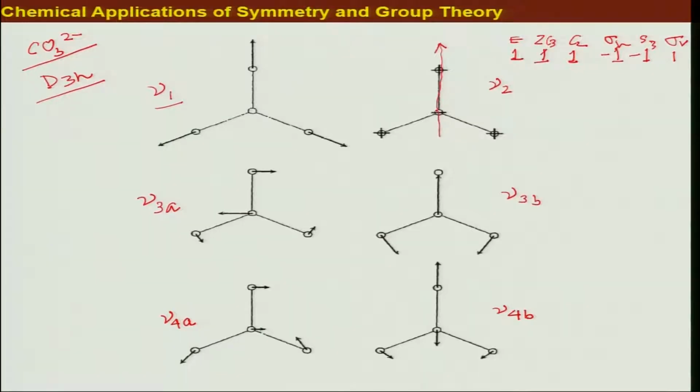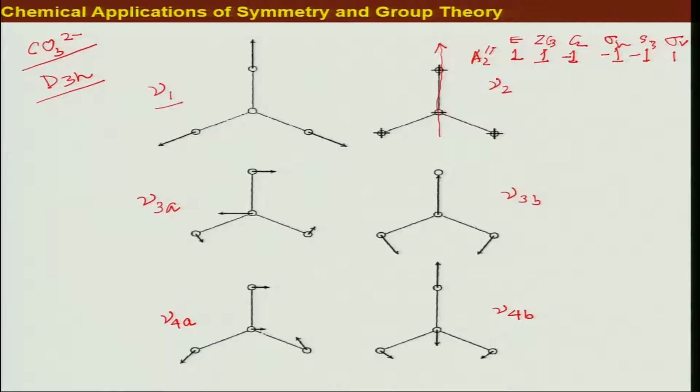All right. So the C2 primes. So therefore, what we have is C2 is also giving me -1. So that was a mistake. So if I correct everything, so now I have C2, sigma h and S3 as -1. So now let's compare. So that gives me A2 double prime. So this belongs to A2 double prime.